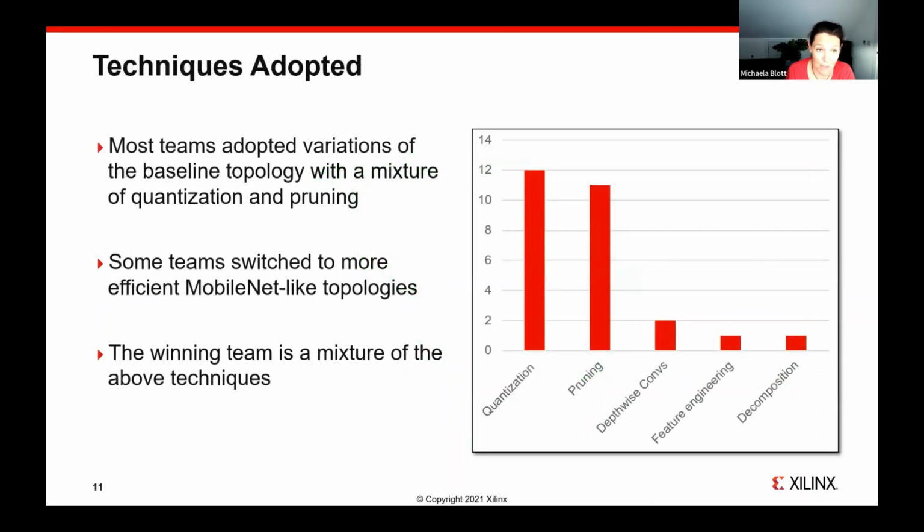And as we hoped for, we had lots of interesting approaches. Here we try to summarize the techniques taken. Most teams adopted variations of the baseline topology with a mixture of quantization and pruning. Some teams switched to more efficient MobileNet-like topologies, and some individuals tried decomposition and feature engineering. The winning team here uses a magic mixture of the above techniques.